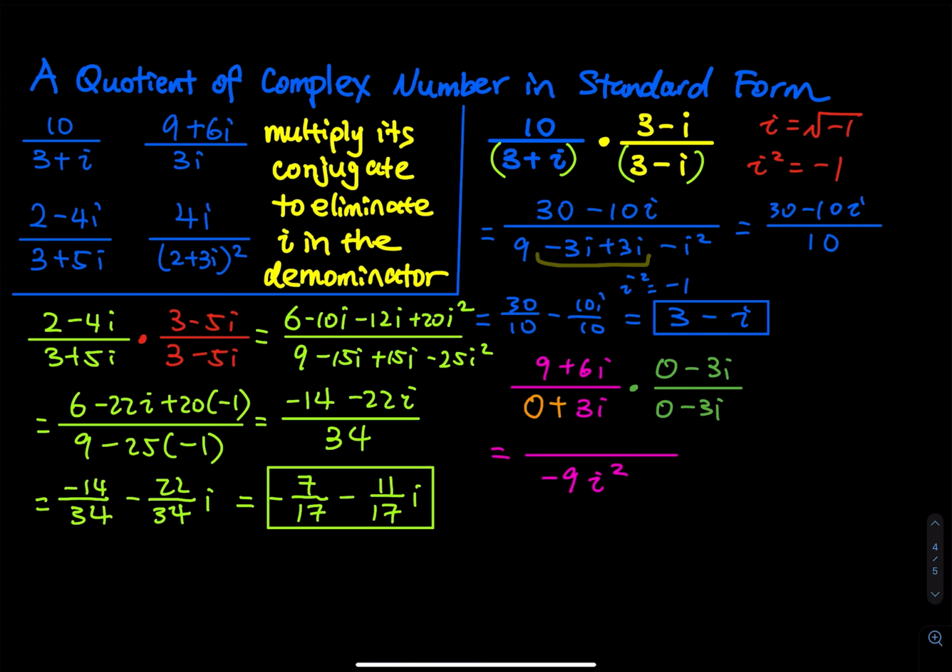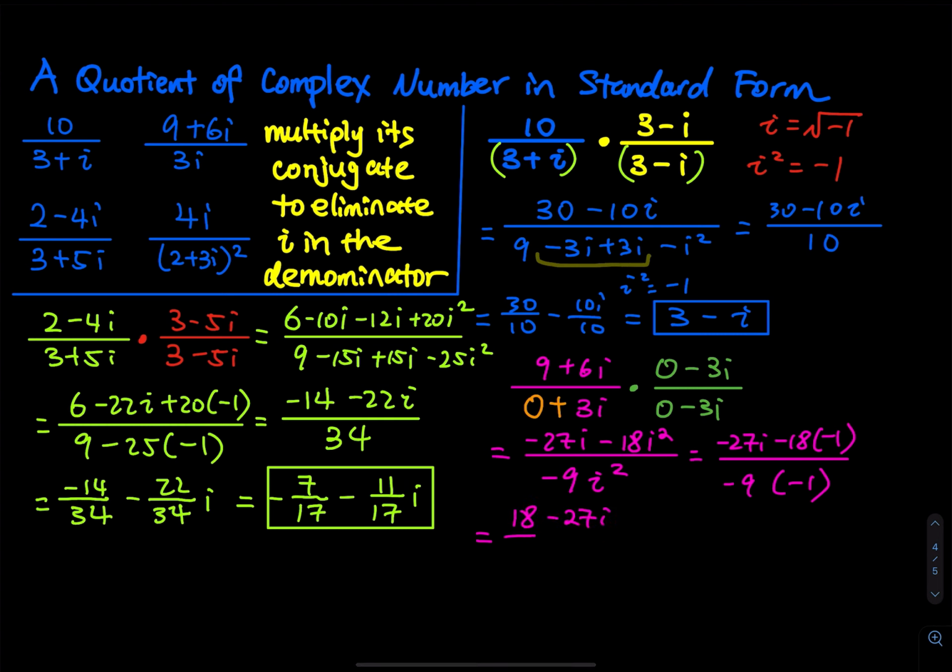And then the numerator, 9 times negative 3, you have negative 27i, and then negative 3i times 6i is equal to negative 18 i square. So the bottom you have negative 9 times negative 1, and then the top you have negative 27i, and then minus 18 times negative 1. So therefore you have 18 minus 27i divided by positive 9, and then you write 18 divided by 9 minus 27 divided by 9i. So the answer is just equal to 2 minus 3i. There is no i in the denominator.